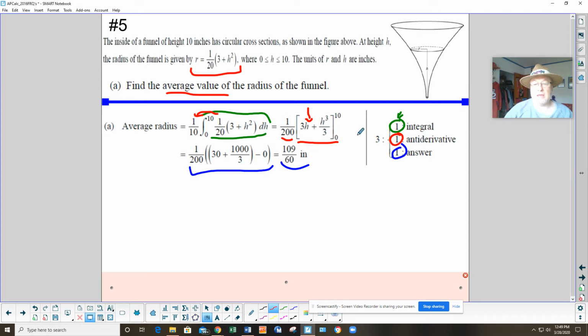So this stuff here is needed for your antiderivative point. And then for your answer, it just needs to be an unsimplified version or simplified version or anything of this sort. So as long as it equals the same thing, you can check on your calculator, you're good to go. So that's part A, average value of the radius of the funnel.